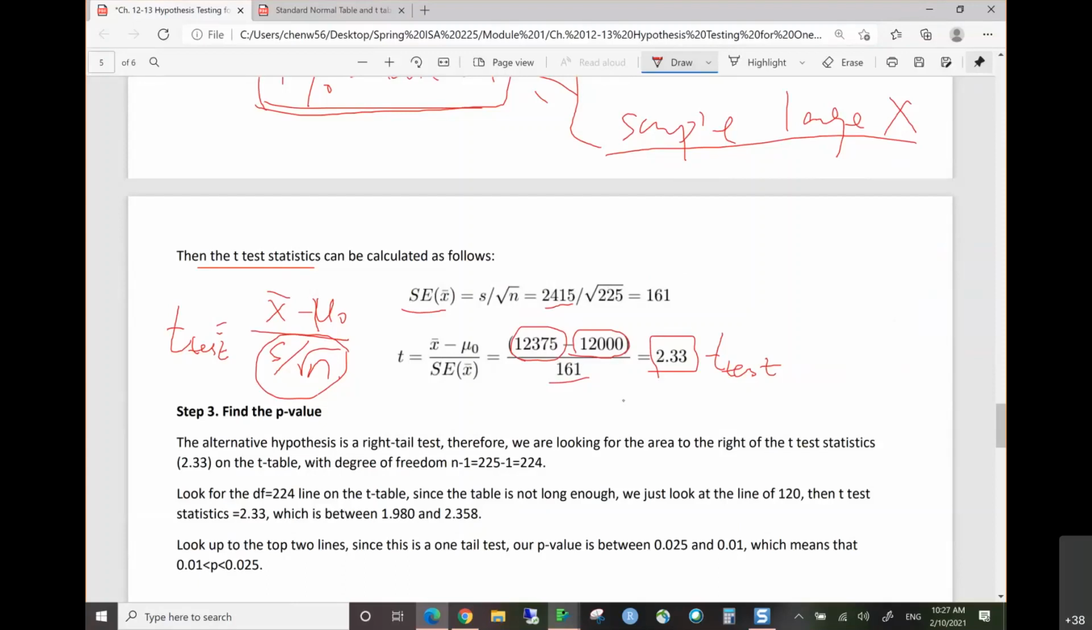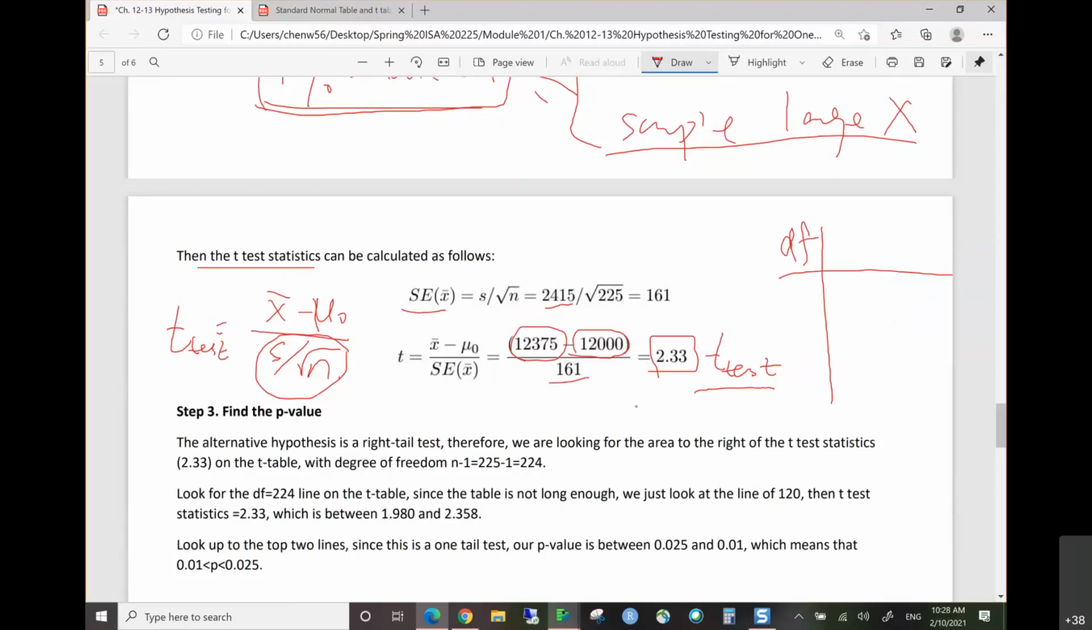Next step, once you have the test statistics, you find the p-value from the table. So now you know this is the t-test statistics. That means we need to go to the t-table. So just think about it before you do it. T-table, that means you have the degree of freedom.